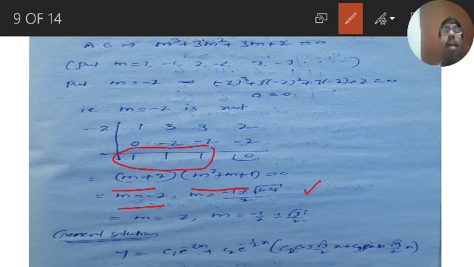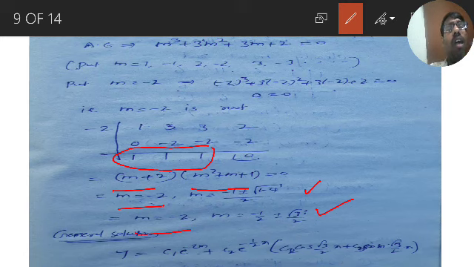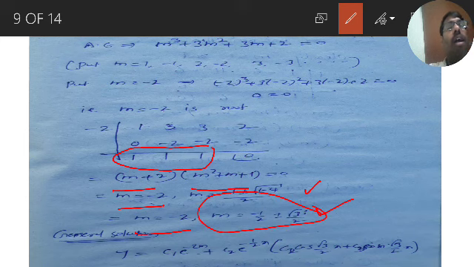Therefore, use the roots formula: minus b plus or minus square root of b square minus 4ac, by 2a. So the roots we get are m equal to minus 2, and m equal to minus 1 by 2 plus or minus root 3 by 2 i. The first root is a real root and the other two roots are complex roots.